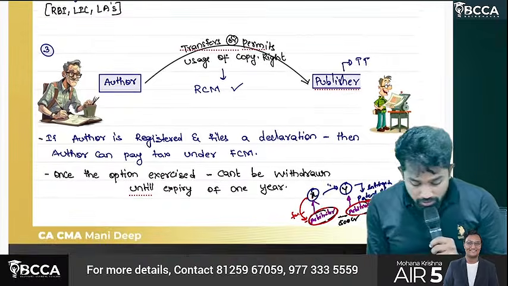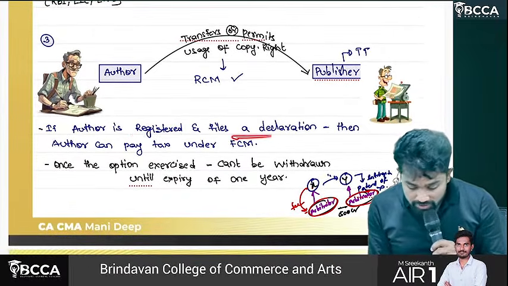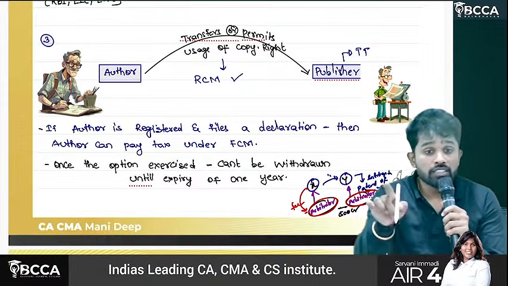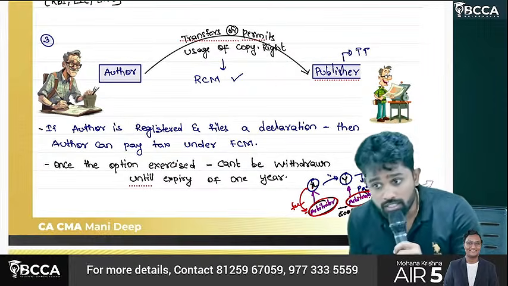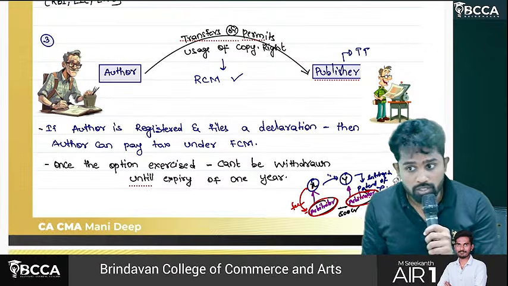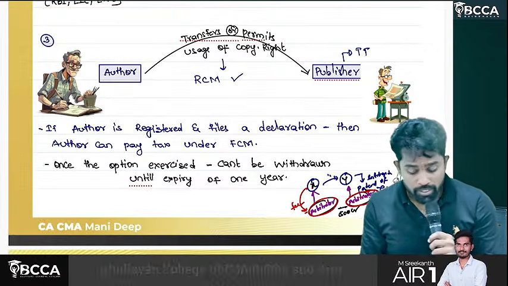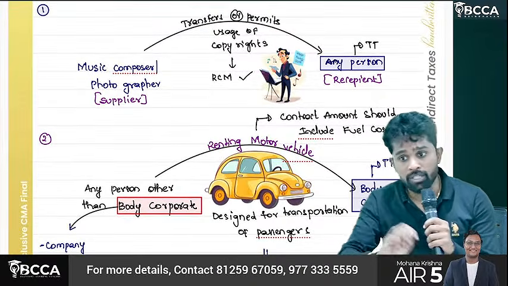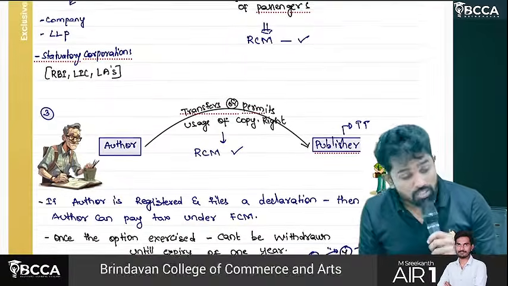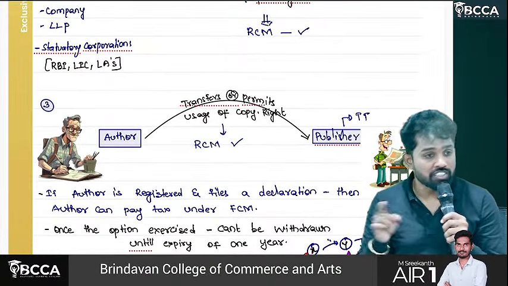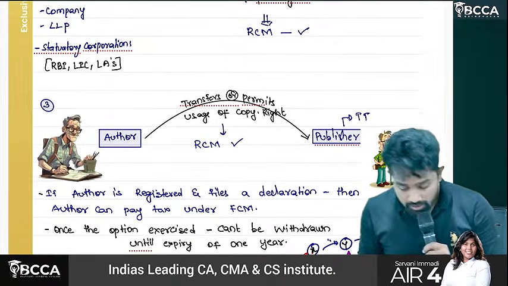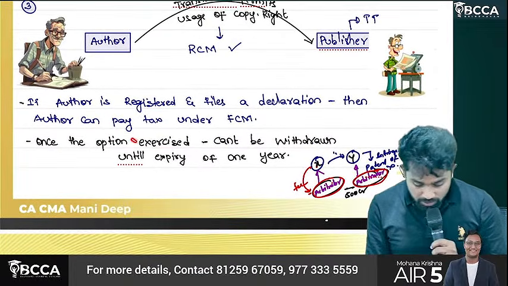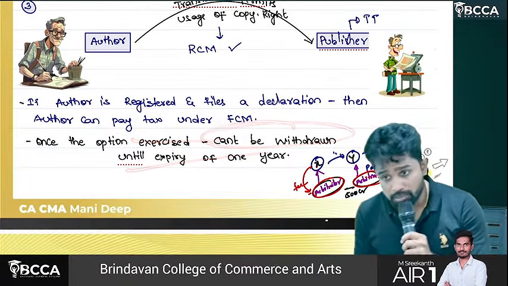But here, if the author is registered and files a declaration, then he has the option to pay tax under FCM. Usually it is RCM only. For the first two, there is no option to pay tax under FCM even with declarations. But for the author there is an option: if he is registered and files a declaration, he can pay the tax under FCM. Once the option is exercised, it can't be withdrawn until the expiry of 1 year.